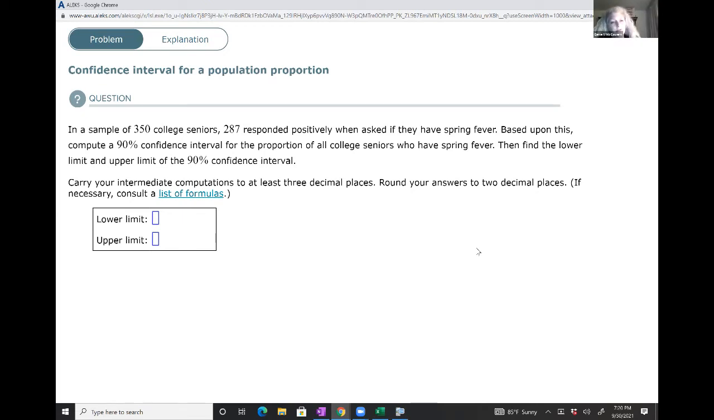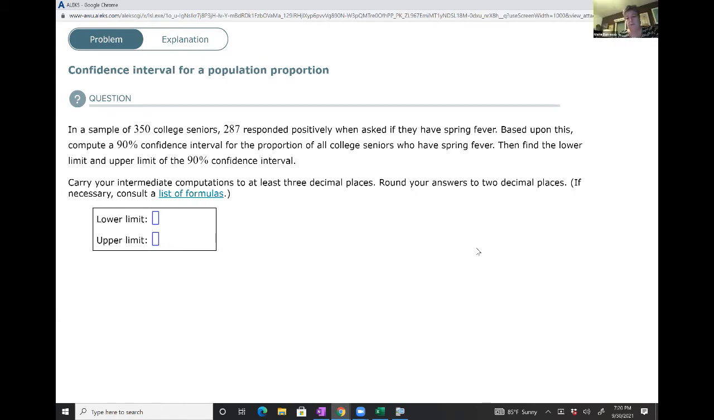Do you take the 350 minus the 287, so it's 63? That's correct. 63 over 350. That's your q hat. And what's the critical value for the confidence level? 1.645. Yeah, that will make a difference in your calculation. All right, so let's throw this into the formula.